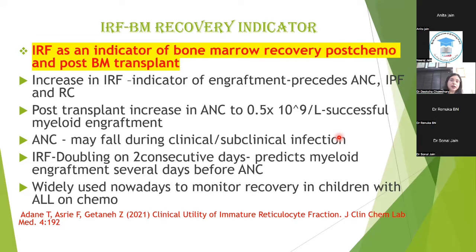Post-transplant increase in ANC to 0.5 x 10^9 per liter has been used as a successful myeloid engraftment indicator till now. However, ANC may fall during clinical and subclinical infections. So now we can use IRF. Doubling of IRF on 2 consecutive days predicts myeloid engraftment several days before ANC. It has been widely used nowadays to monitor recovery of children with ALL on chemotherapy.